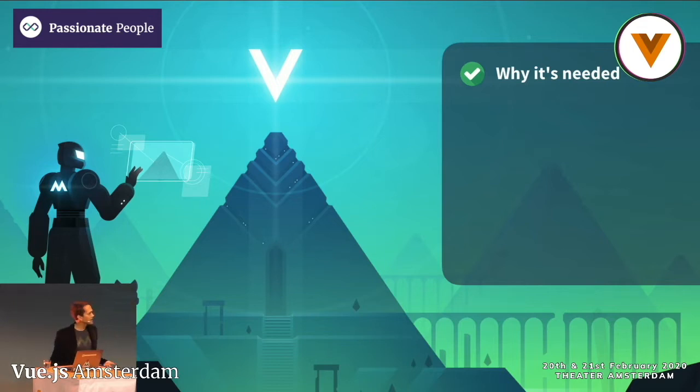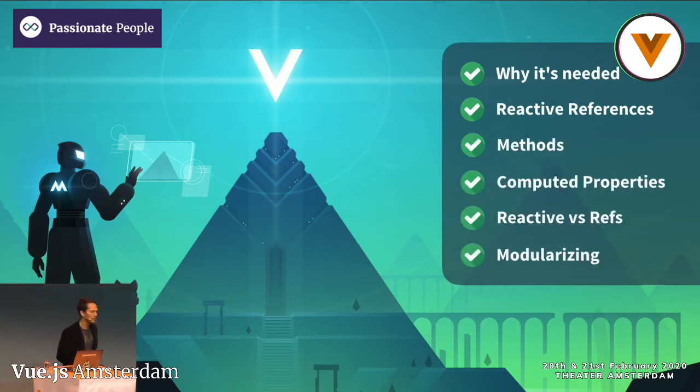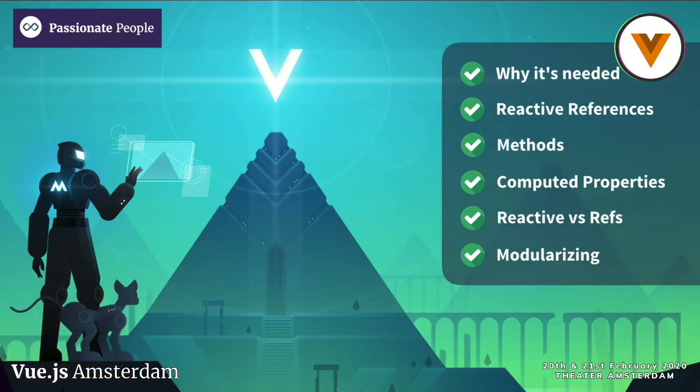So really, I'm going to be talking about why it's needed, reactive references, methods, computed properties, reactive versus ref, and modularizing. It's a basic introduction. Some of you might already be familiar with this stuff, but the goal is to get everyone up to speed so we can get into the more advanced topics in the next 2 talks.